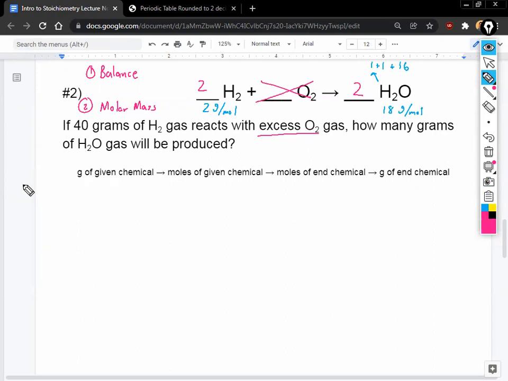Now for the last step, we need to do our dimensional analysis. So I'm going to do that down here. Okay, let's figure out our starting number. What's our starting number in this problem? Yeah, 40 grams of what chemical? H2. So our starting number is 40 grams of H2. So far, so good? How many fractions are we supposed to set up? 3. So we set up 3.